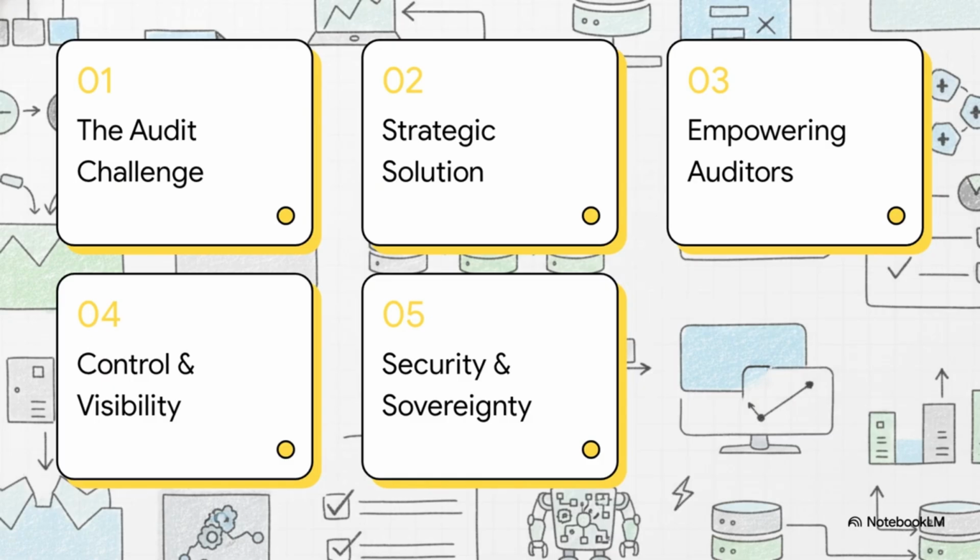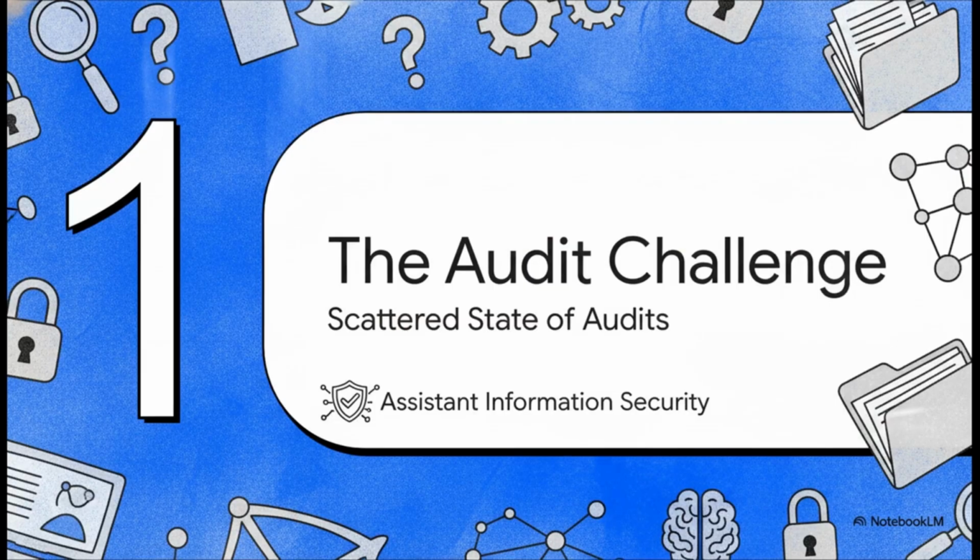Here's our roadmap for today. We're covering the audit challenge, the strategic solution, empowering auditors, control and visibility, and finally, security and sovereignty. Starting with Section 1, the audit challenge, and specifically, the scattered state of audits.